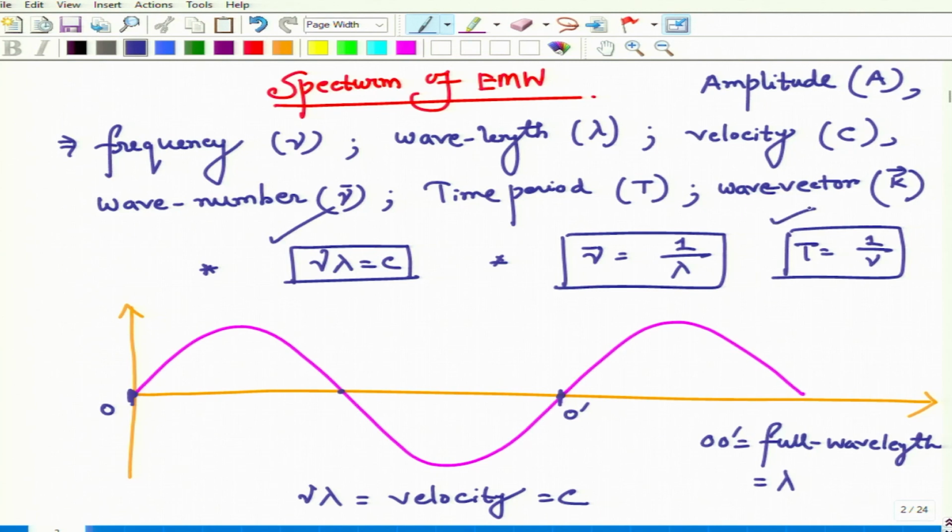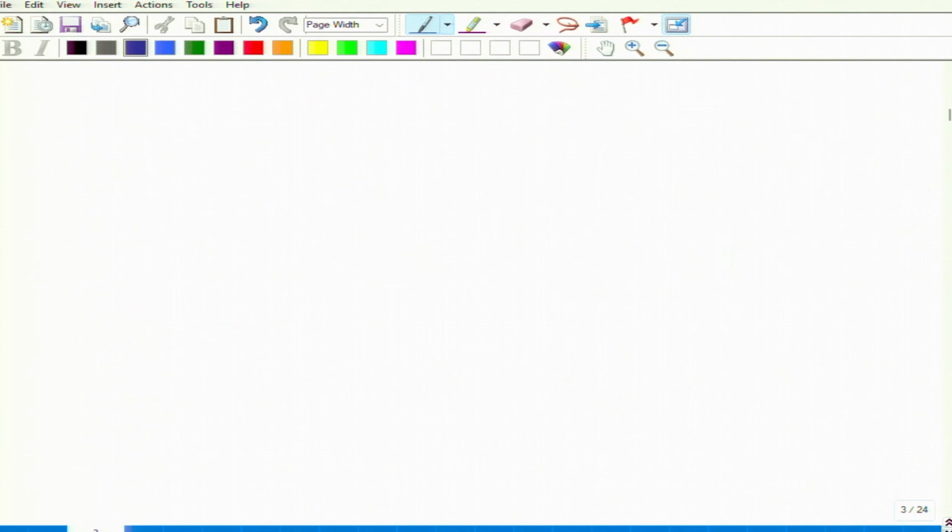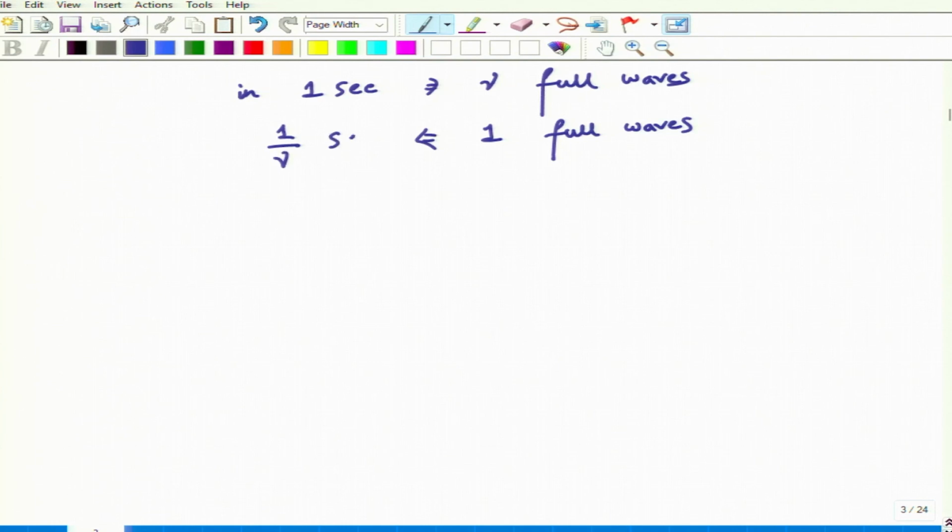The time period means the time required for a complete oscillation, or the time required to generate a full wave. It is very easy to understand. Let us say nu is the frequency. That means in 1 second there are nu full waves. So one full wave requires 1 by nu second, and that is defined as our time period. So T is equal to 1 by nu, right?